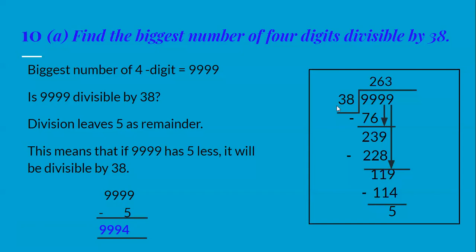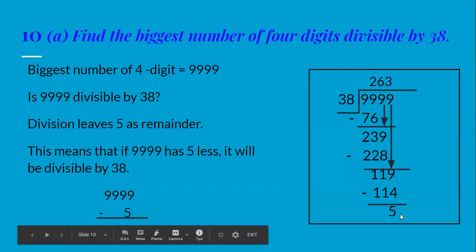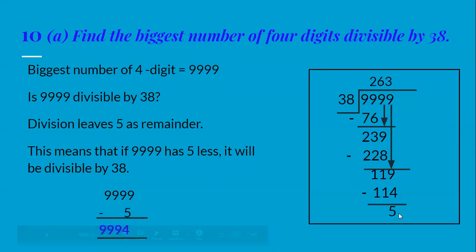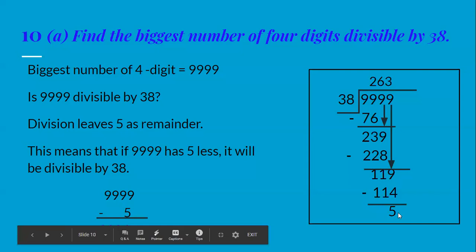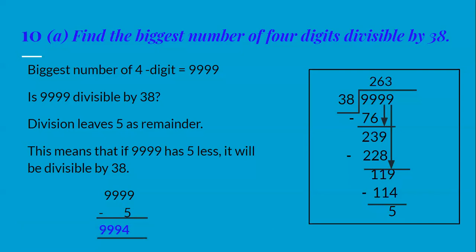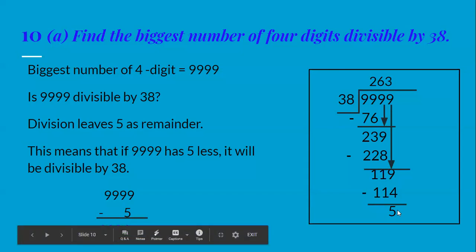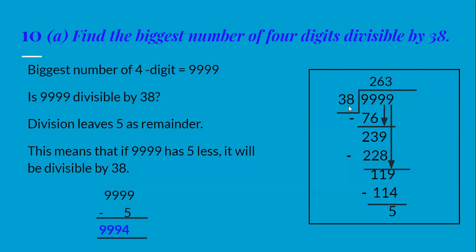Which means the biggest 4-digit number is not divisible by 38. It will become divisible only if from this number we subtract 5, because 5 is the remainder. So we will get 9994. 9994 is the biggest 4-digit number which is divisible by 38. Is it clear to all of you? Now start with the next question.